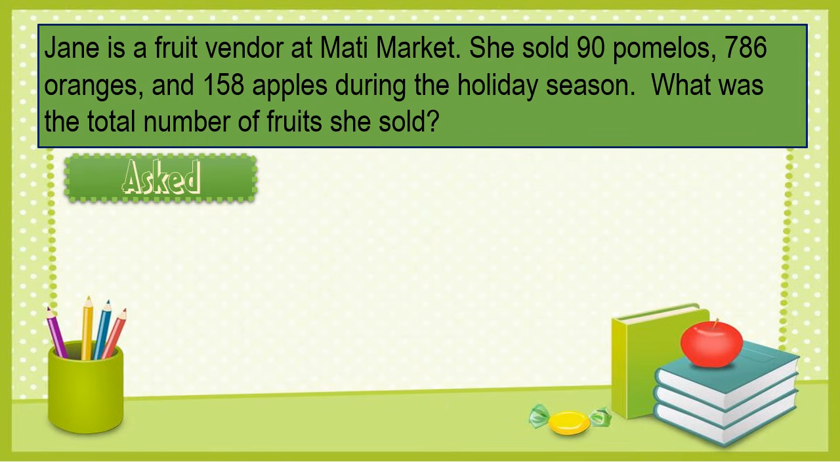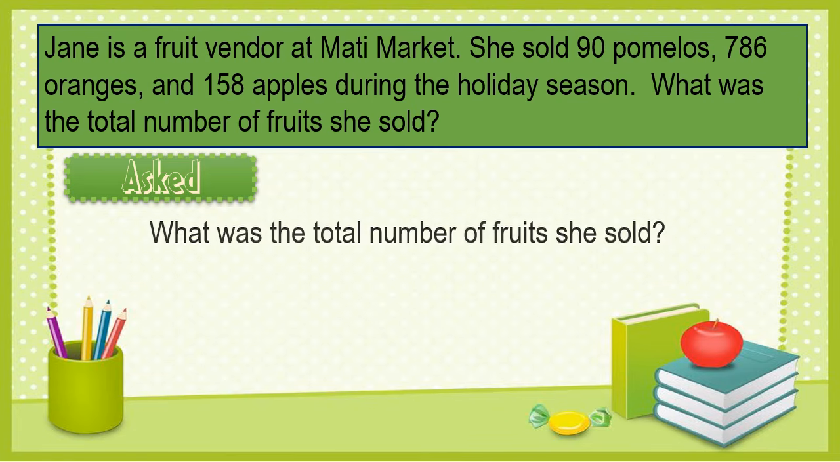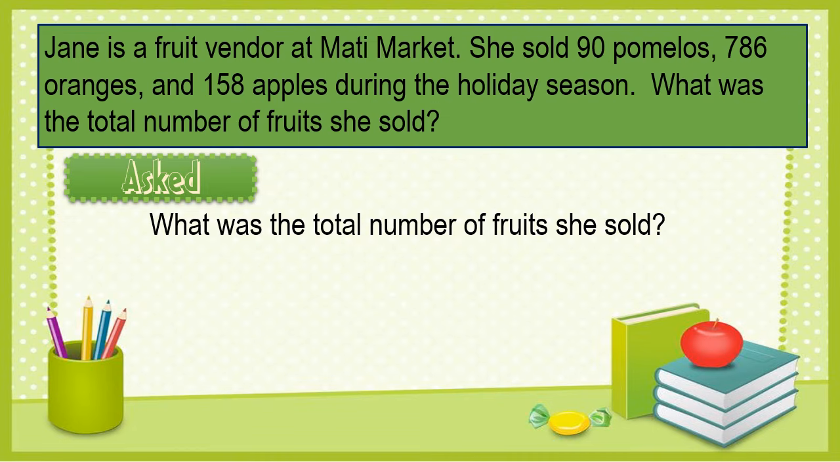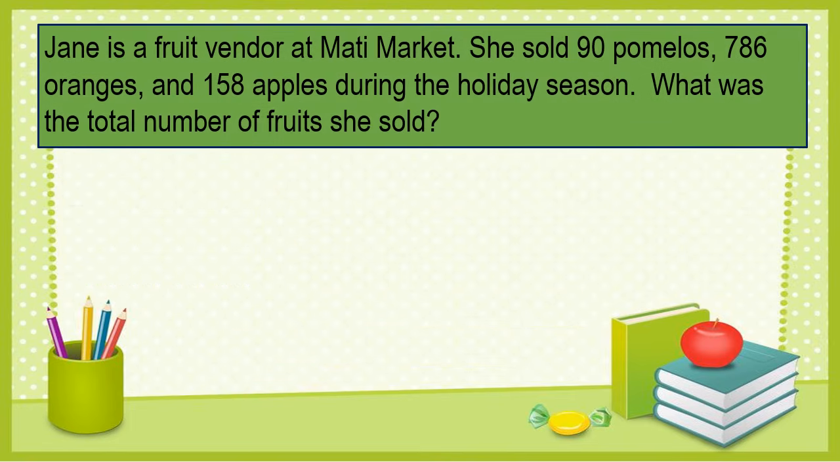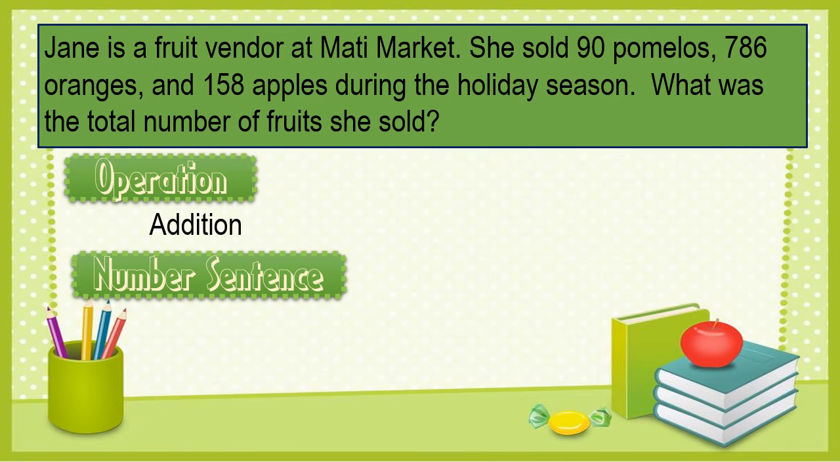What is being asked in the problem? Very good. The total number of fruits she sold. What are the given? We have 90 pomelos, 786 oranges, and 158 apples. What operation are we going to use? We will use addition. What would be our number sentence?